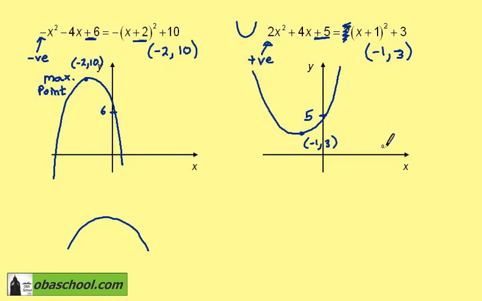Note that quadratic curves are always symmetric. Therefore, the vertical line through the minimum point is always a line of symmetry of the curve.